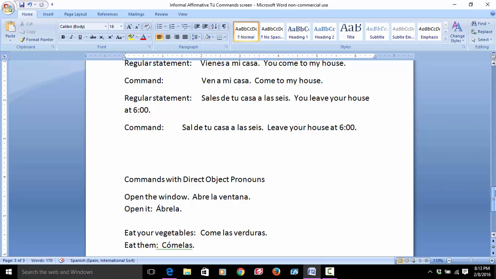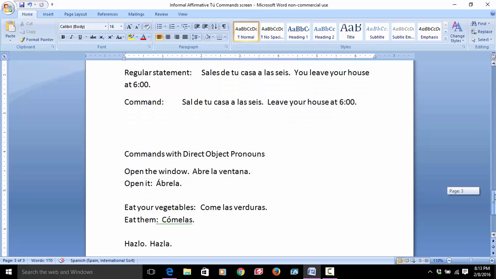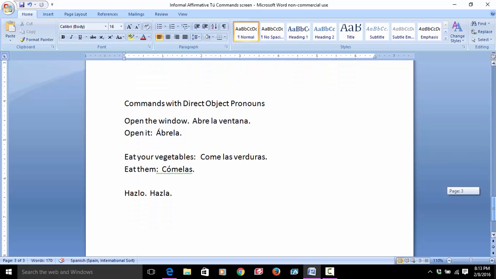Eat your vegetables. Come las verduras. Eat them. Cómelas. Las being the direct object for vegetables. Hazlo or hazla. Do it. It depends whether the it is masculine or feminine, and that'll tell you which direct object pronoun you need.